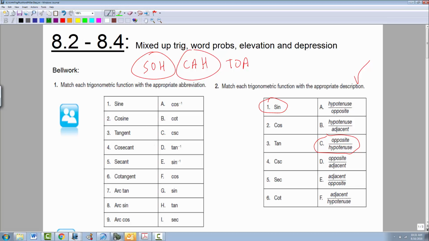Ooh, let's do color coding. If anyone's colorblind, which does happen, I'm sorry, but you can see the timing of this. F, adjacent over hypotenuse. And then what's TOA? Tan is D, TOA. Okay, then let's stop for a second.